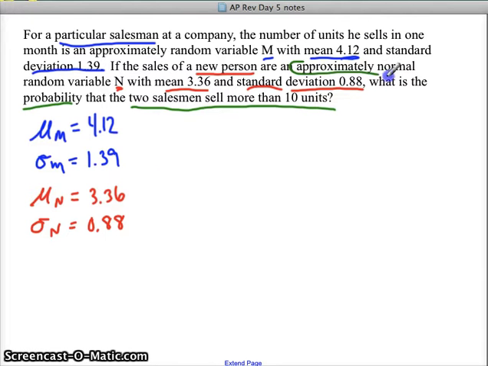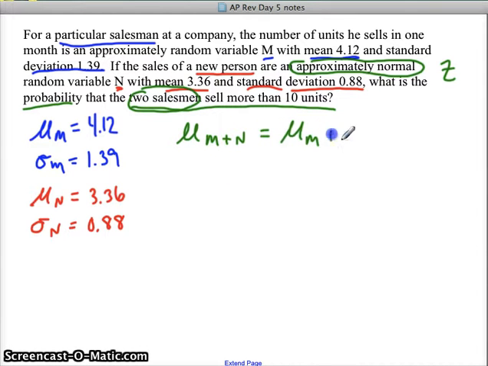So it's talking about approximately normal. That means we're going to use z-scores. So in order for us to use a z-score, we need a mean and a standard deviation. But we need the mean of the two of these salesmen together. So I need to find the mean of M plus N, the regular salesman plus the new salesman together. So I can add their means together. So I can just take the 4.12 plus the 3.36 and say that my mean is 7.48.